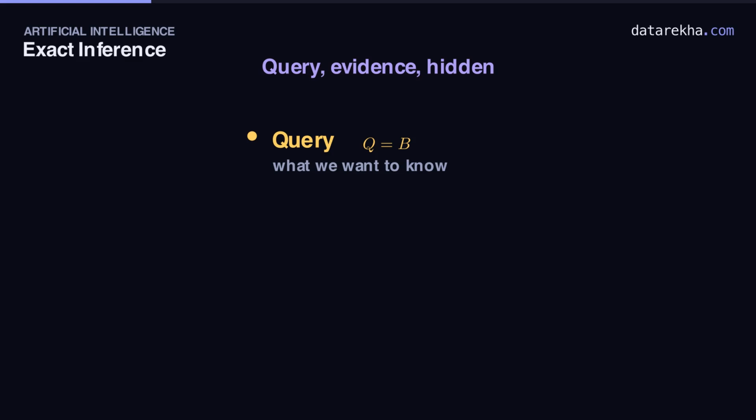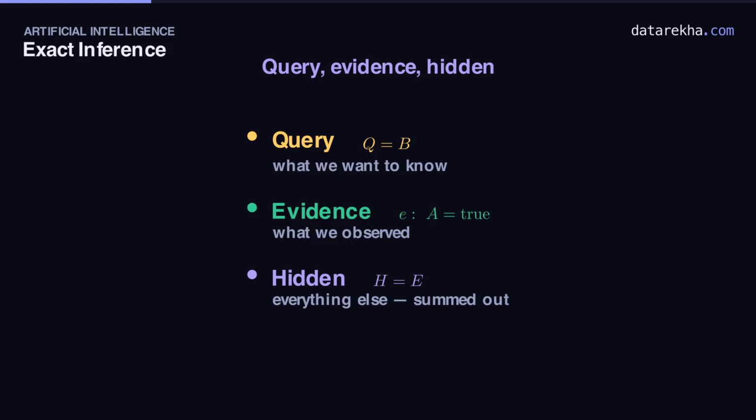Before any arithmetic, sort the variables into three roles. The query is what we want to know. Here, the burglary B. The evidence is what we have already seen. The alarm is true, and everything else is hidden. Here, that is just the earthquake E, a variable we neither asked about nor observed. Hidden variables are the ones we must sum away.